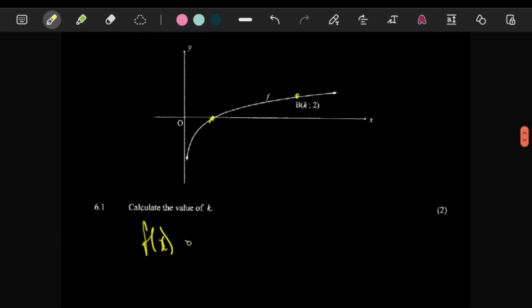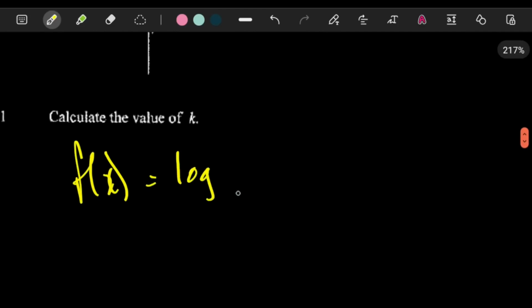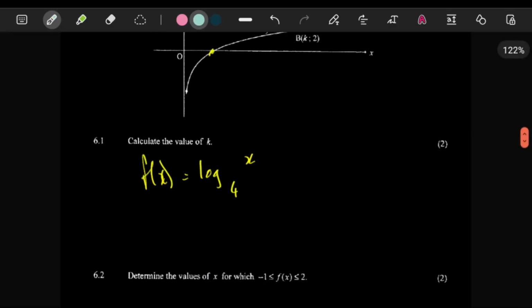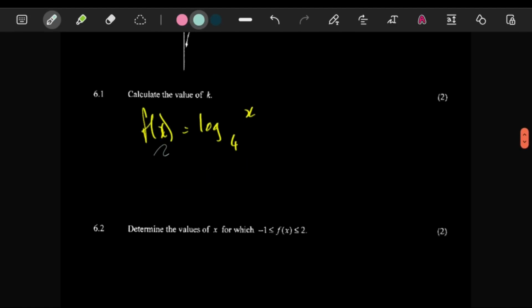F of x is equal to log 4x. So this is like log. There's a 4 here. There's an x over there. And then k is x, right? So k is x and then y is 2. So this is like 2 equals log with the 4 and then this is like k. And then let's see.